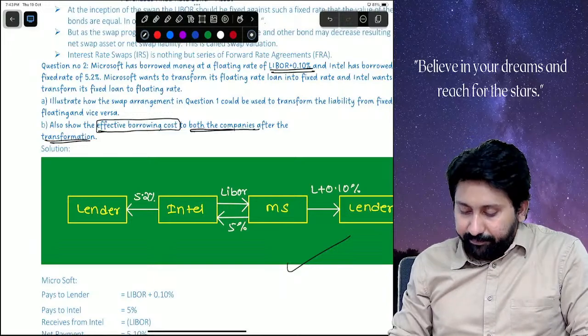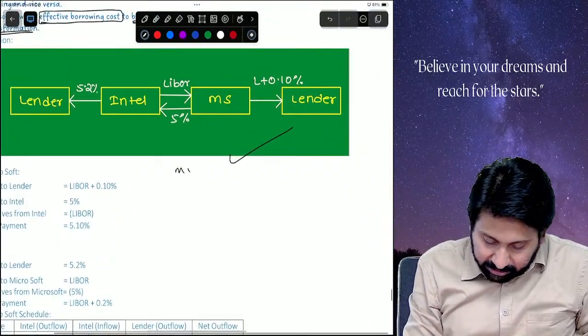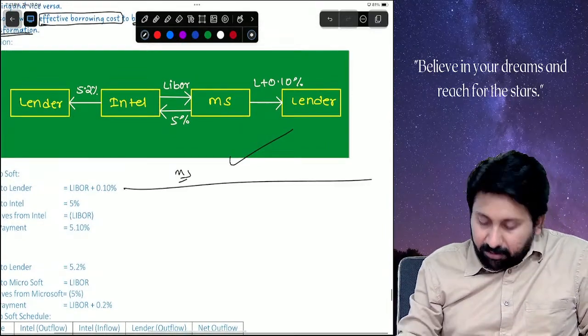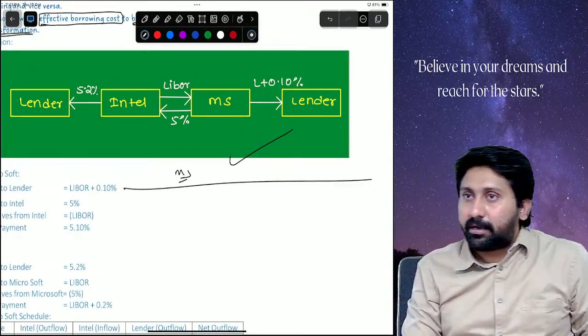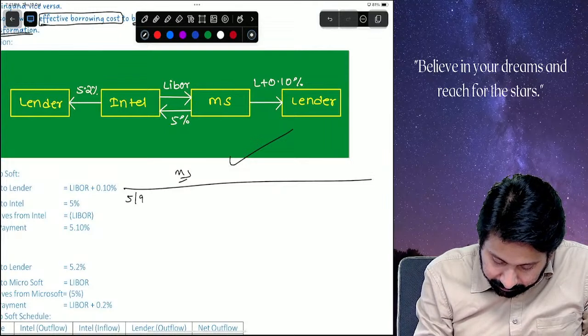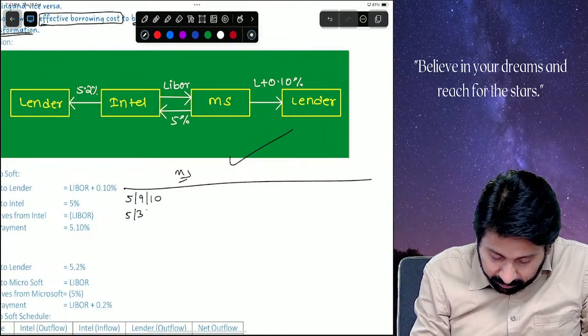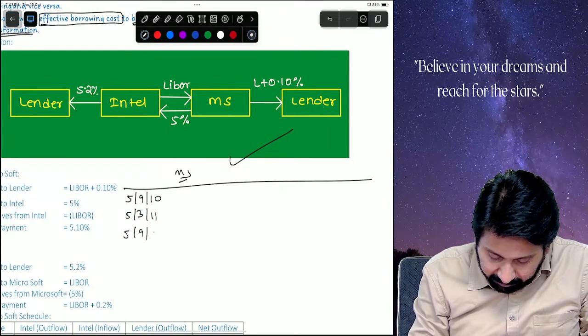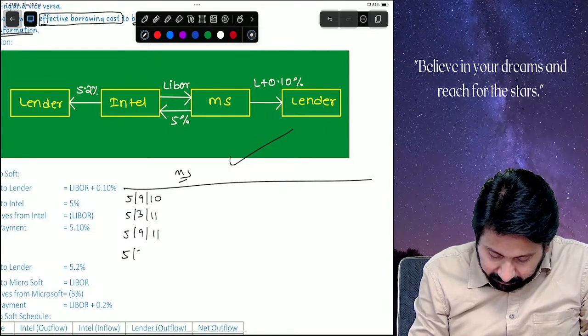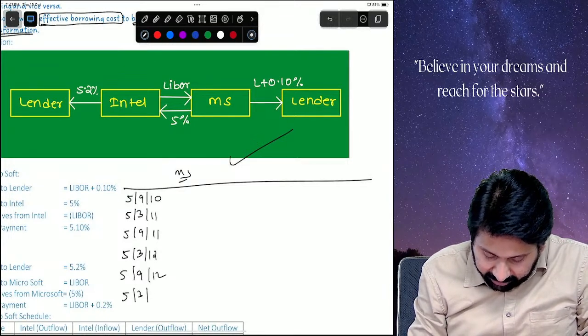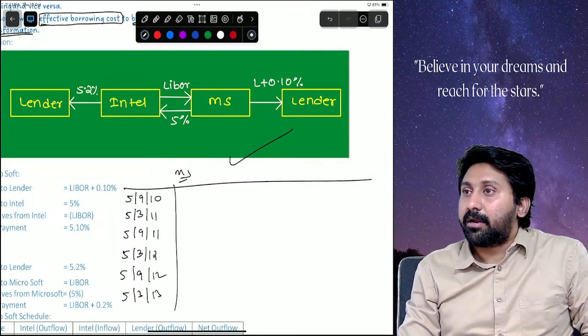Sir, you tell me, first you tell me the Microsoft situation. Intel, I will show the answer directly. Okay. Problem number 1 base we need to take. Tell me what are the dates. Please participate. 5/9/2010, 5/3/2011, 5/9/2011, 5/3/2012, 5/9/2012, 5/3/2013. Correct? Tell me.